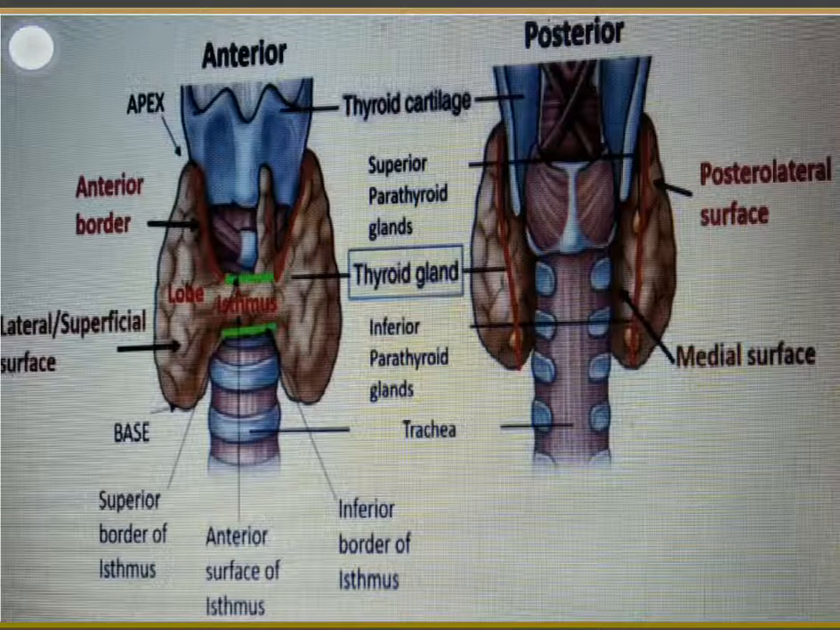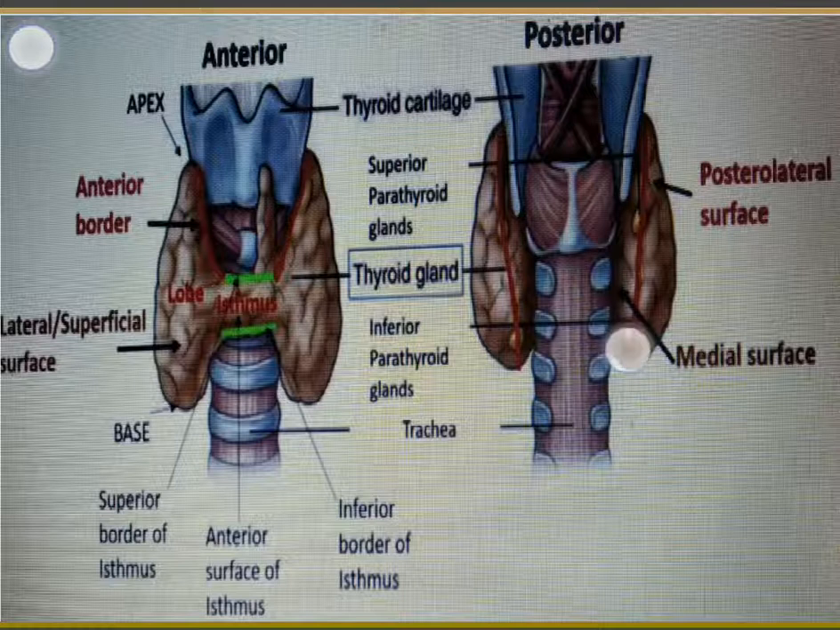And you can also see 4 small pea-sized structures. These are the parathyroid glands located on the posterior part of the thyroid gland, and they also help in the regulation of calcium in blood because they produce parathyroid hormones. So they are also important.